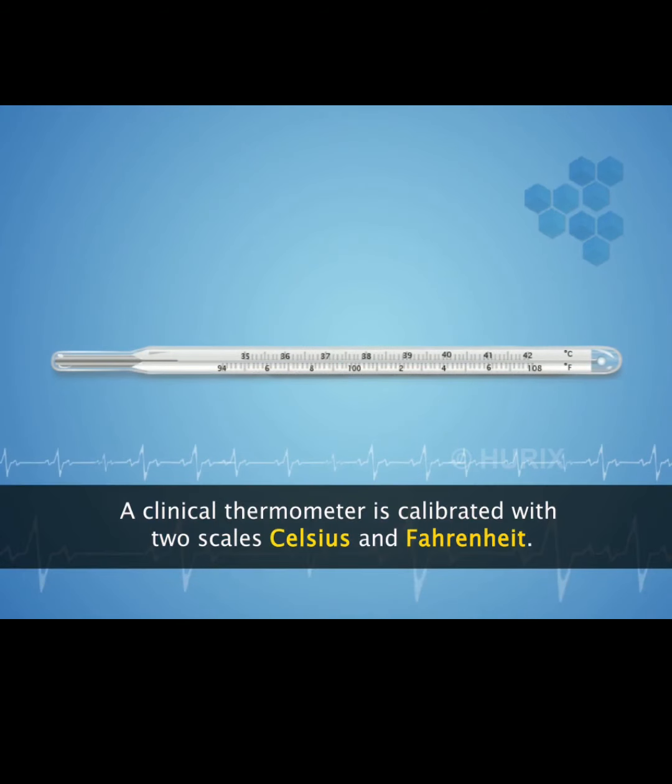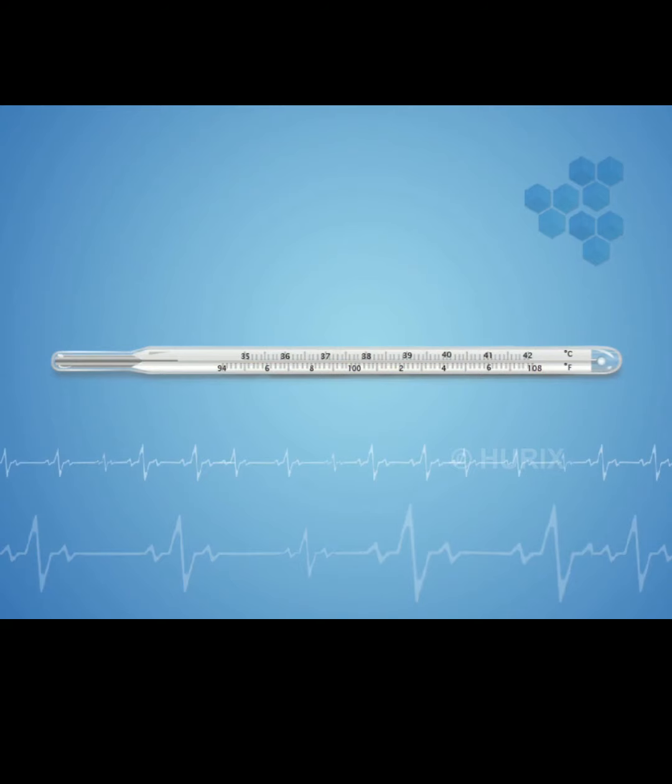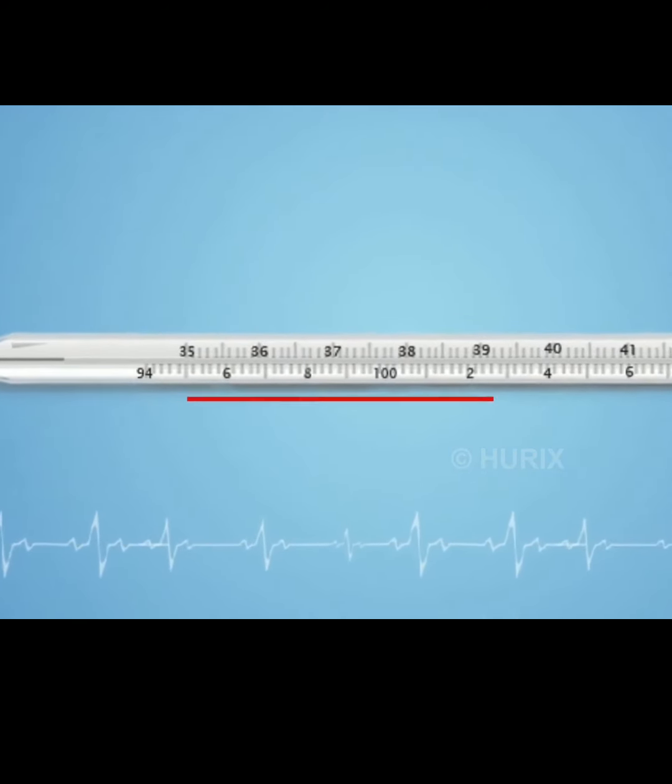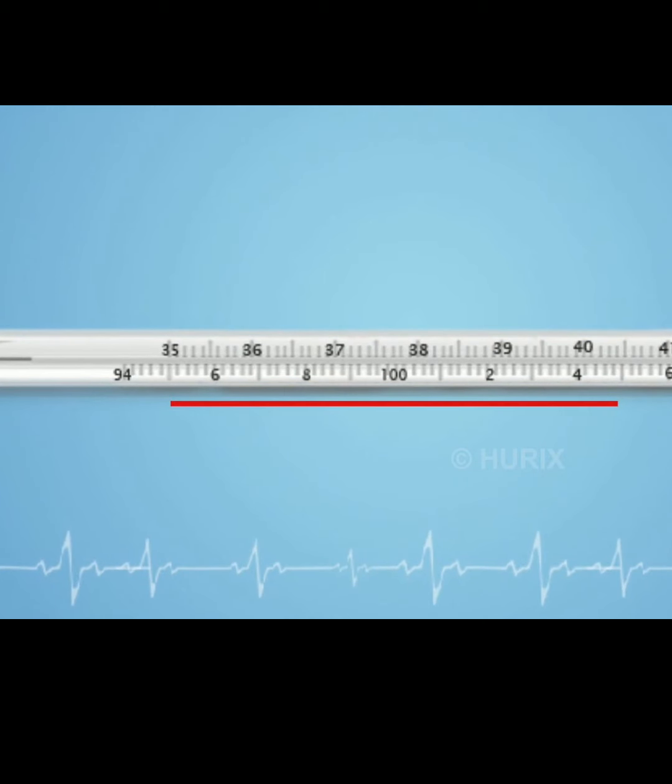A clinical thermometer is calibrated with two scales, Celsius and Fahrenheit. The range of this thermometer is from 35 degrees Celsius to 42 degrees Celsius. In India, the Celsius scale is commonly used.